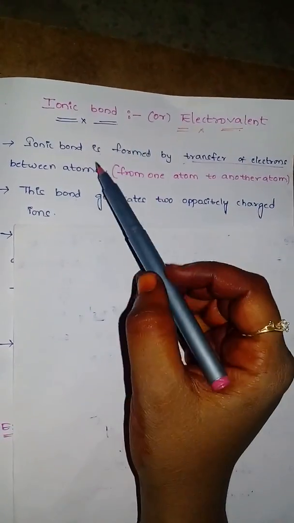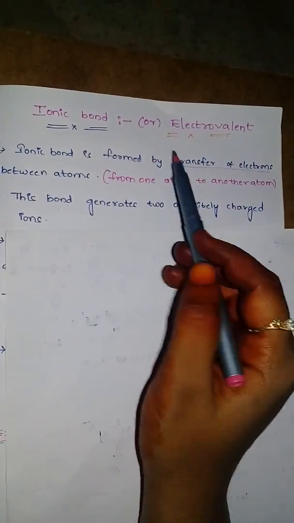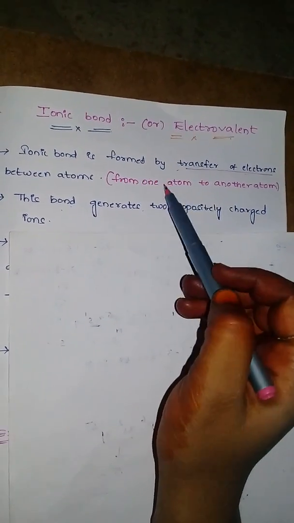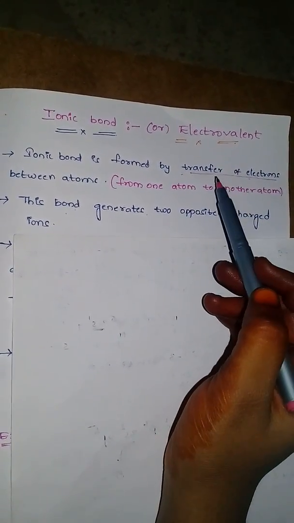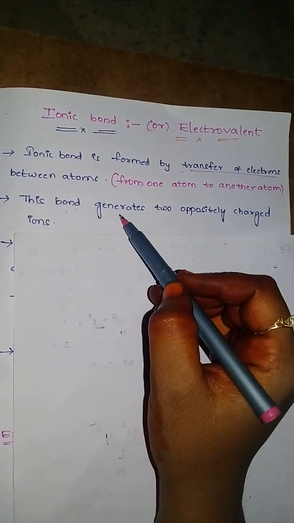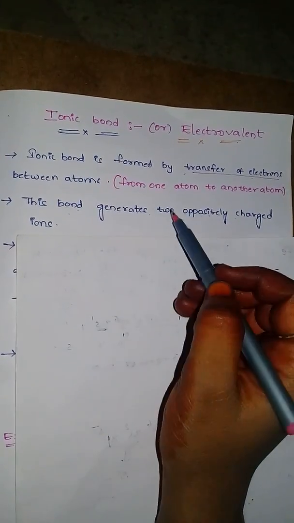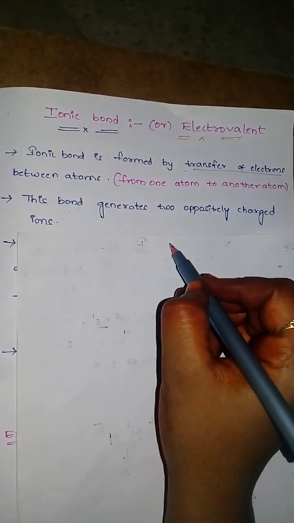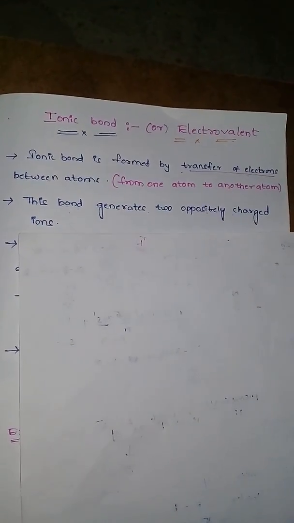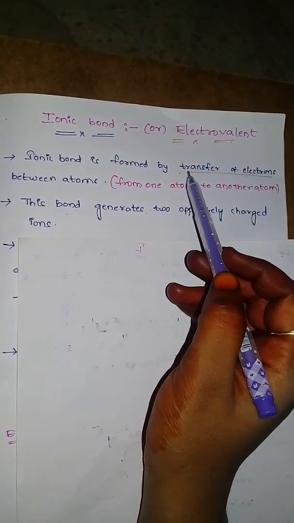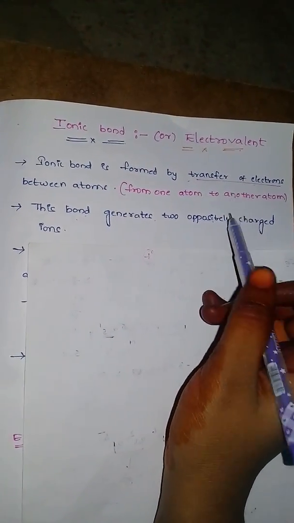But this ionic bond generates two oppositely charged ions when electrons transfer from one atom to another atom. At that time the two atoms attain opposite charges. One atom attains positive charge and another atom attains negative charge. So like that, ionic bond is formed by transfer of electrons. Covalent bond is formed by sharing of electrons.